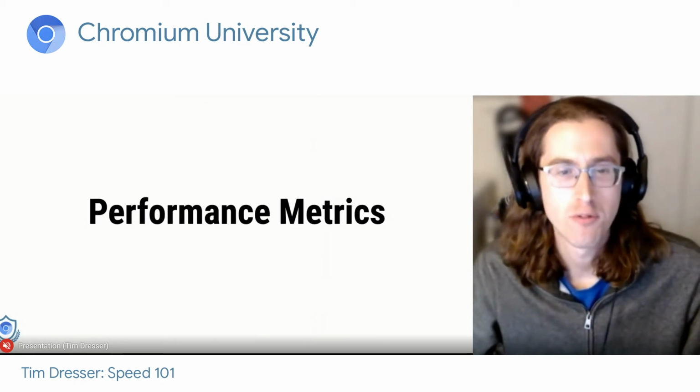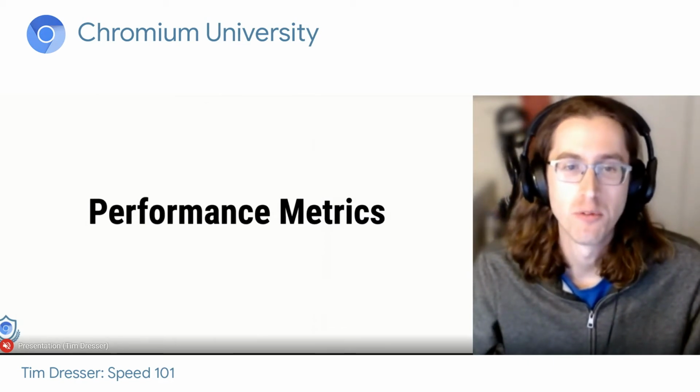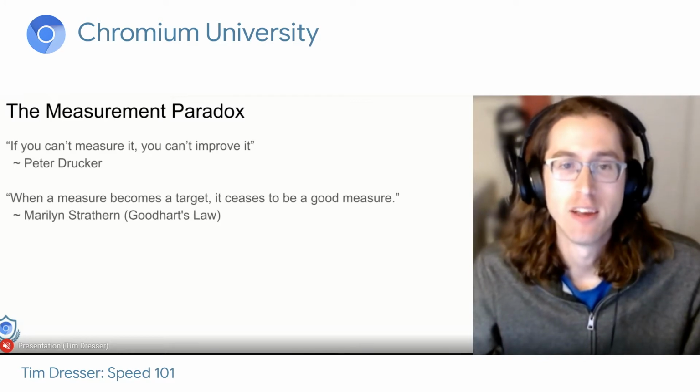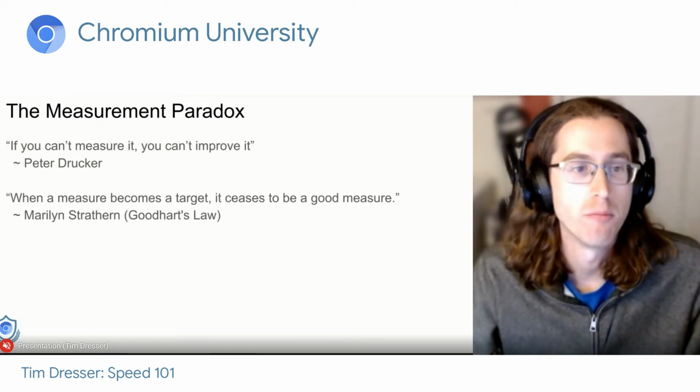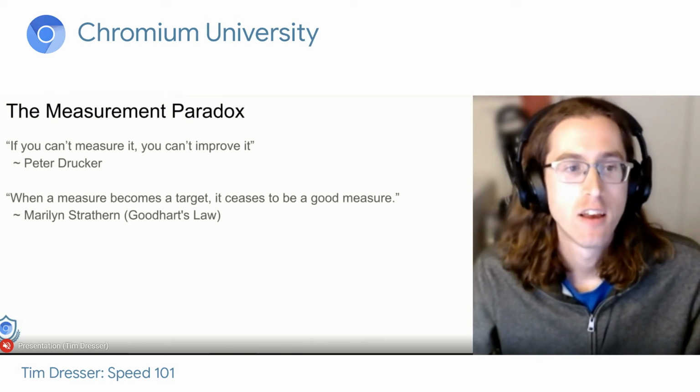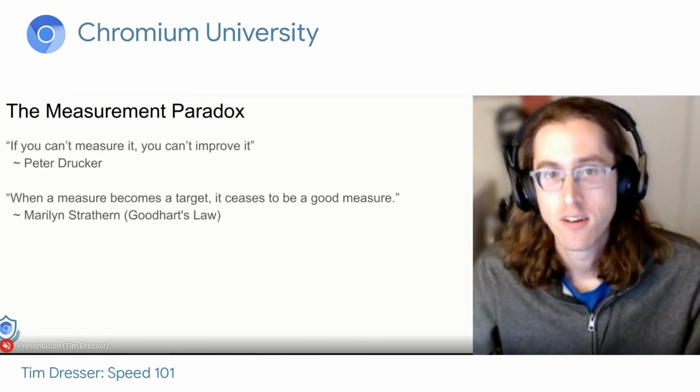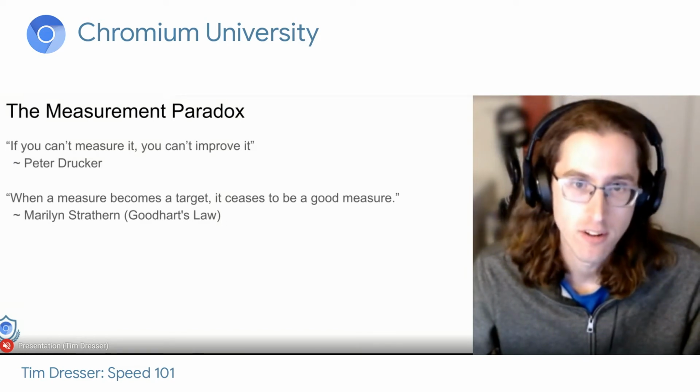I'd like to start off with a couple of quotes that I really like that relate to performance measurement, though. The first of these is by Peter Drucker, who stated, "If you can't measure it, you can't improve it." If we want to be able to improve the performance of Chromium, we need to be able to measure how fast it is. Another quote that I love in this space is frequently known as Goodhart's Law, although this quotation is directly from Marilyn Strathern. It states, "When a measure becomes a target, it ceases to be a good measure."